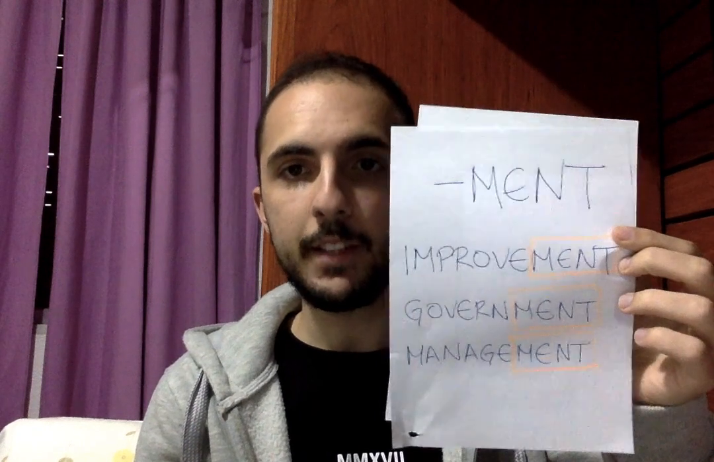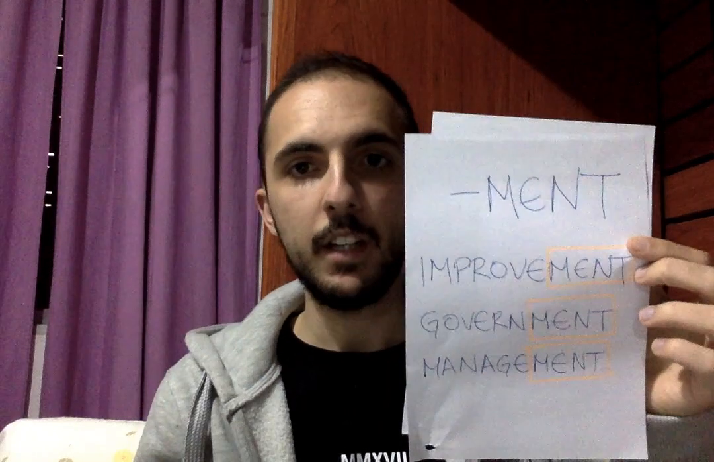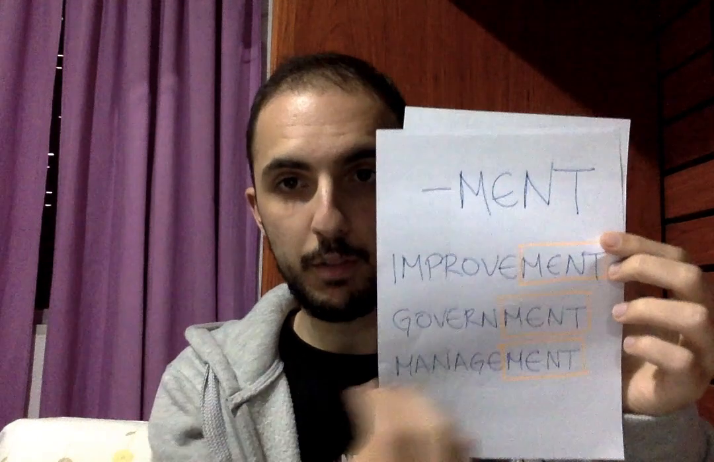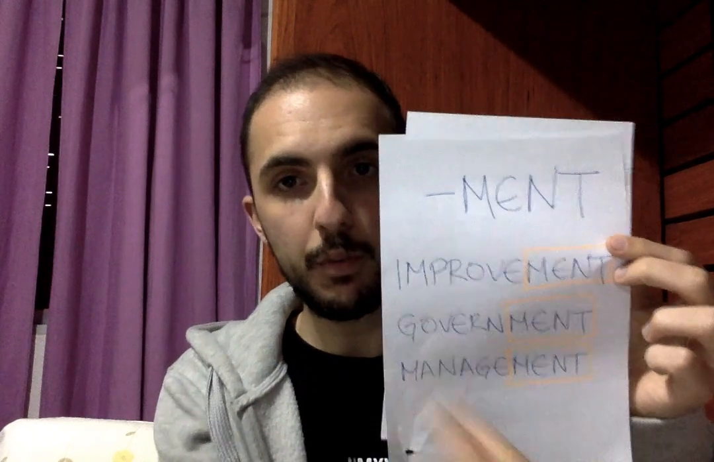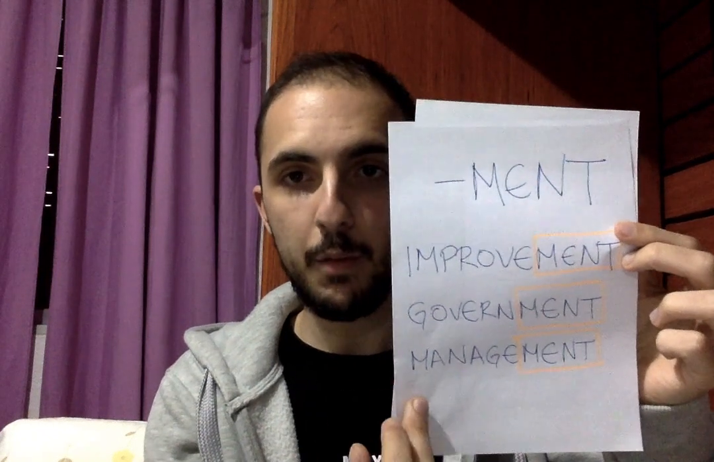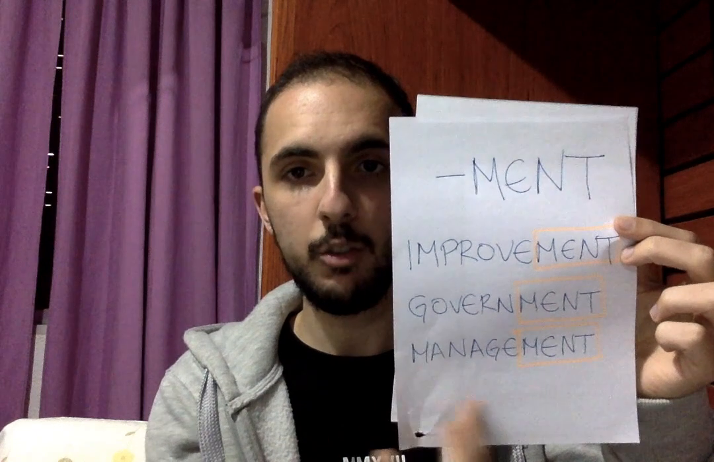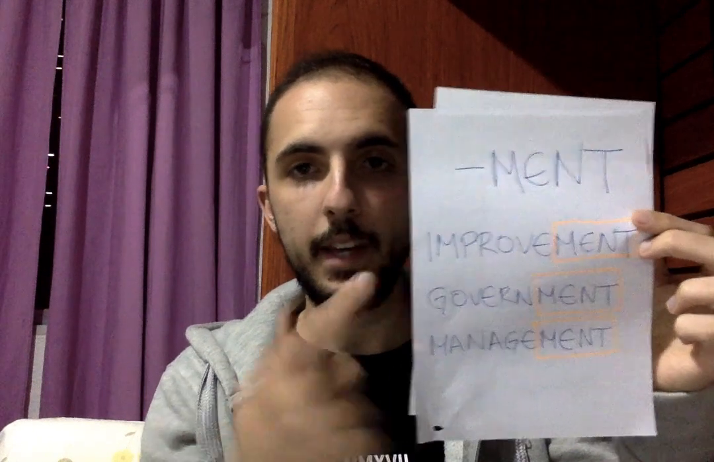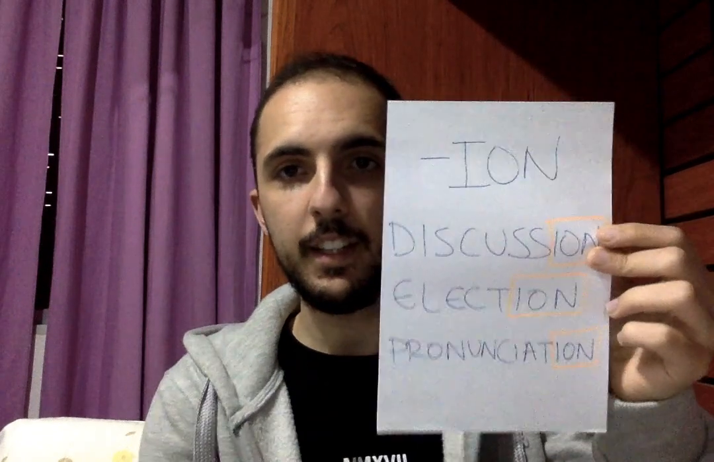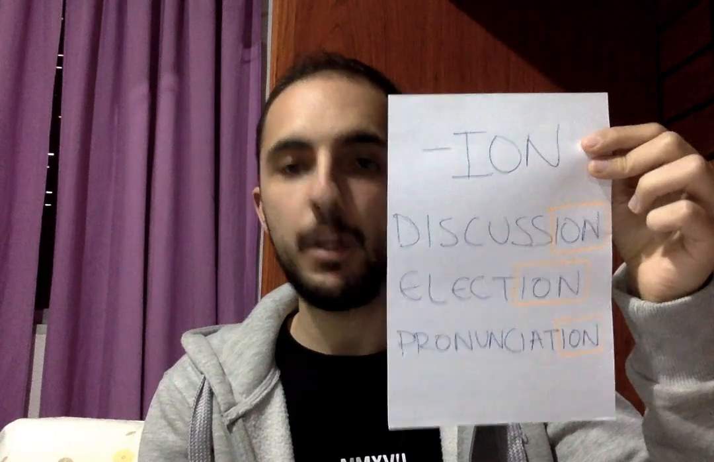Ment, improvement. To improve is to do better, to go on, to advance, improvement. Govern, you have to govern, which is a verb, and then you change govern, which is a verb, to a noun, government. Okay, the government. Manage, another verb. Improve, govern, manage, all these are verbs, and then you make them nouns by adding ment. Management. And finally, discussion, election, pronunciation.